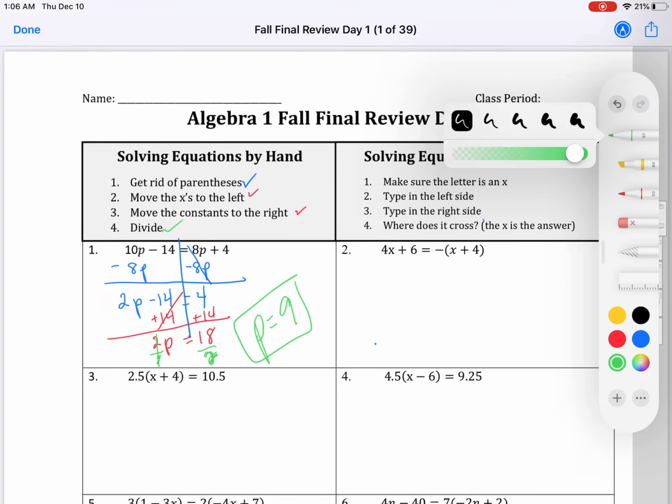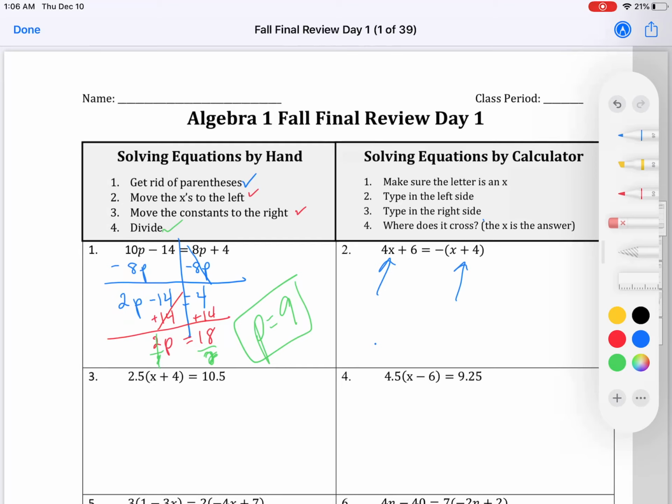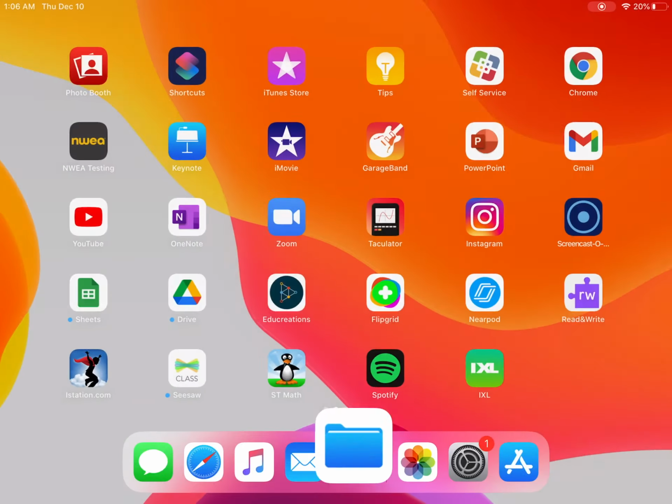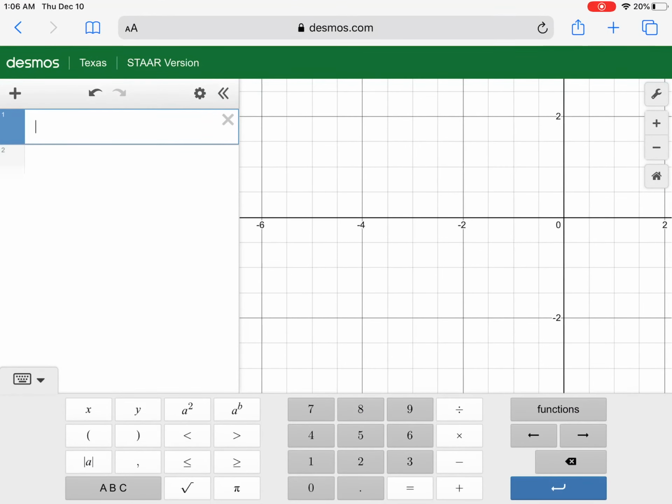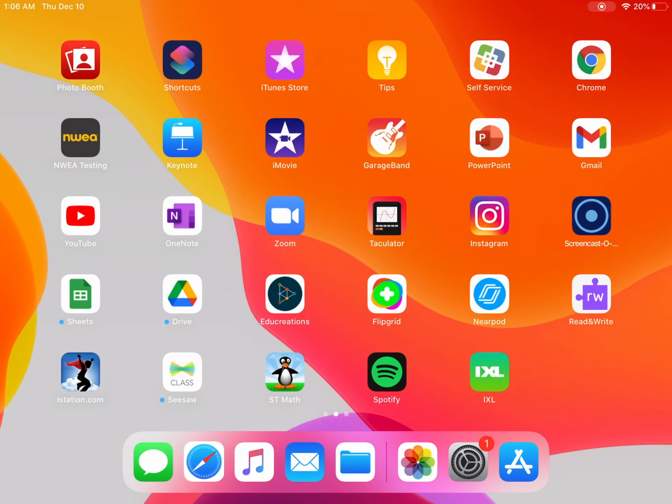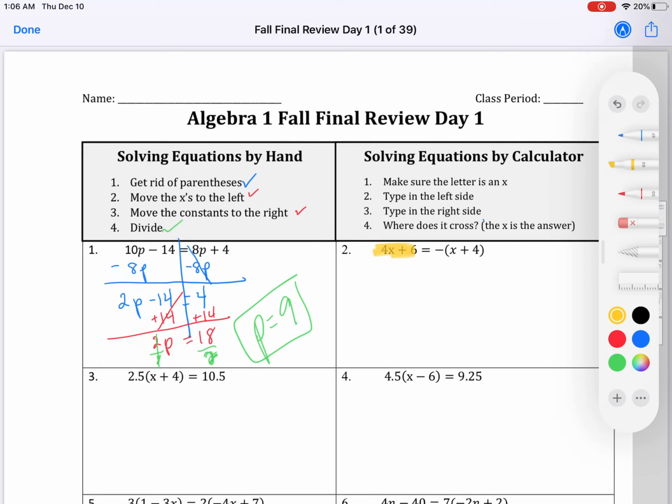Now we're going to do that same idea, but we're going to use Desmos. Desmos says, first step, make sure the letter is x. Desmos is programmed to only work with the letter x. So we're good, we have x's. The next step is type the left side into Desmos. So I'm going to go to Desmos, and I'm going to type in 4x plus 6. And then Desmos says, type in the right side. So the right side says negative, parentheses, x plus 4.